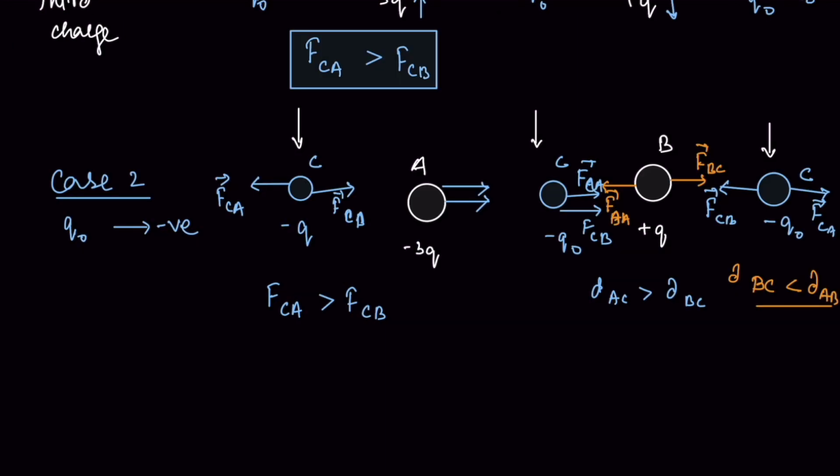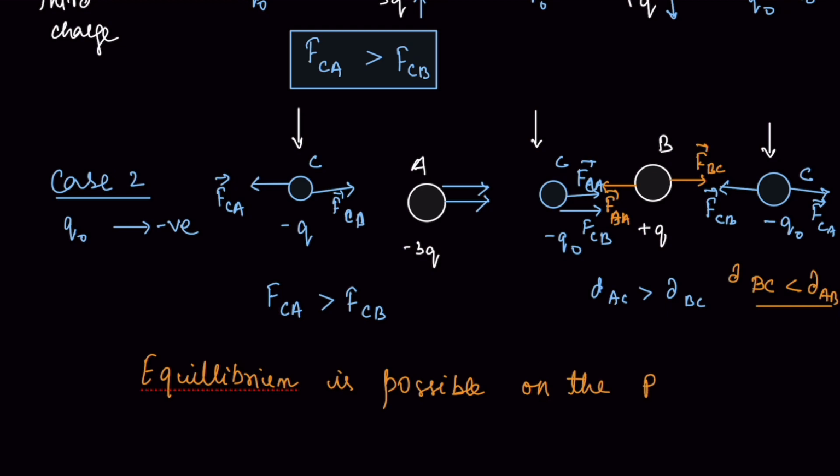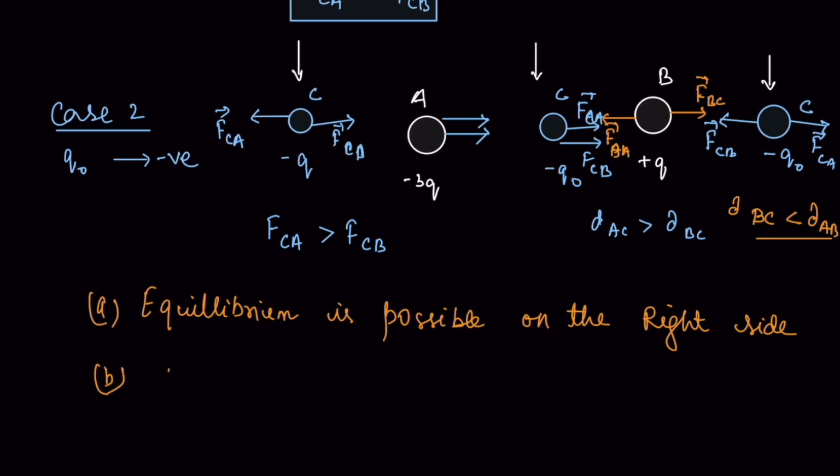So we can say that equilibrium is possible on the right side. Second, the third charge must be negative.